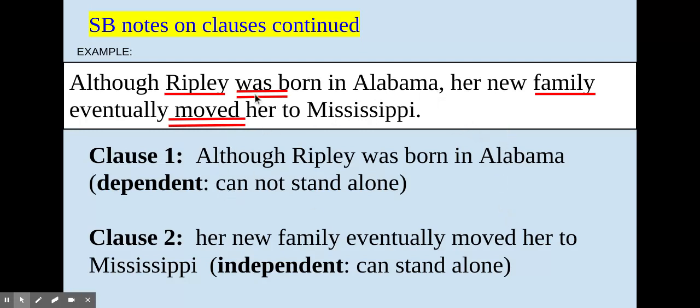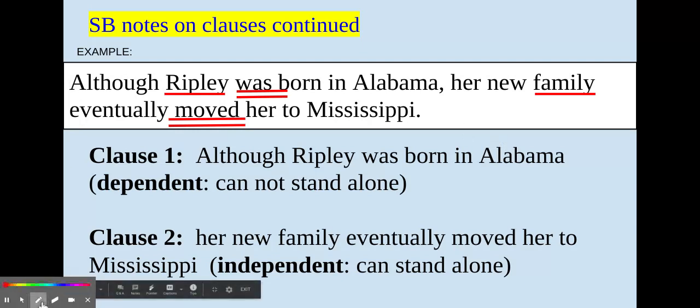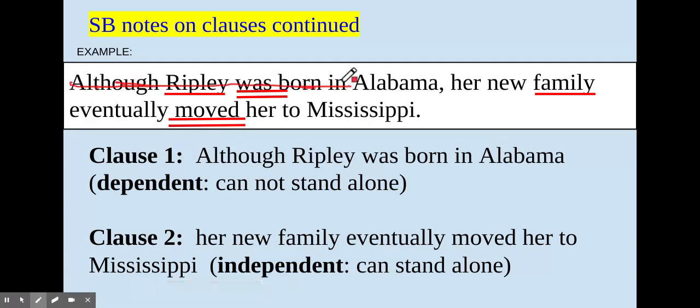Clause 2, if I just put a line through all of this right here and said, her new family eventually moved her to Mississippi, that sentence makes sense all by itself. Okay? It doesn't need any help. That's why it is independent. It can be by itself. I could just easily capitalize that, turn it into a capital H, and it would say, her new family eventually moved her to Mississippi. And that makes sense all on its own.